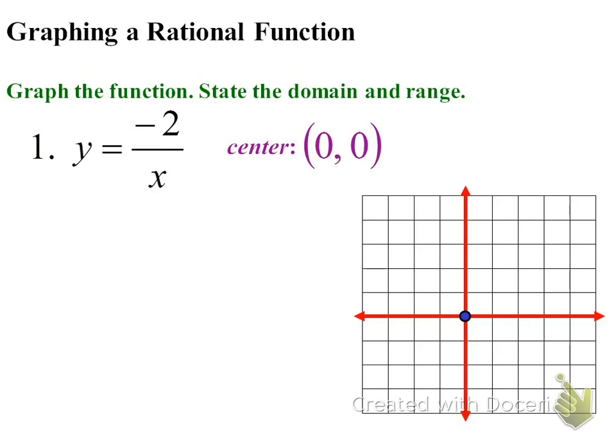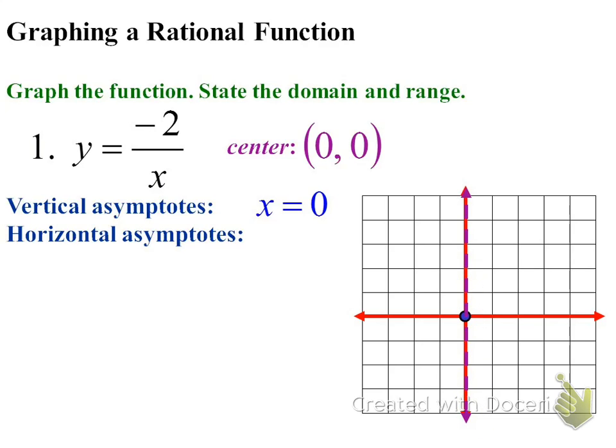All right, the asymptotes are going through that center. So we are going to have a vertical asymptote at the line x equals 0. So asymptotes we usually draw in as dotted lines. So I'm going to put a dotted line there. My graph is not going to cross this dotted line.